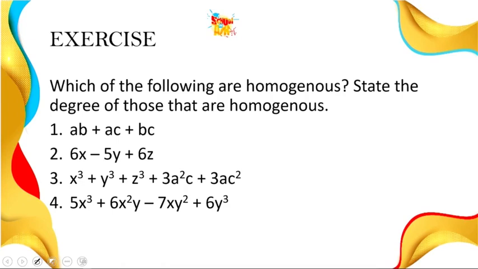So these are exercises that will help you to understand the topic better. So, which of the following are homogeneous? State the degree of those that are homogeneous. First one, ab plus ac plus bc. Second, 6x minus 5y plus 6z. Question 3, x cubed plus y cubed plus z cubed plus 3a squared c plus 3ac squared. And the fourth, 5x cubed plus 6x squared y minus 7xy squared plus 6y cubed.